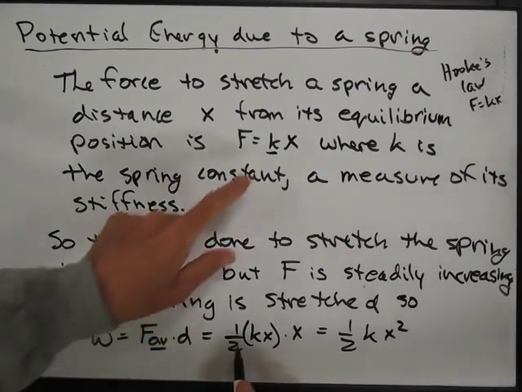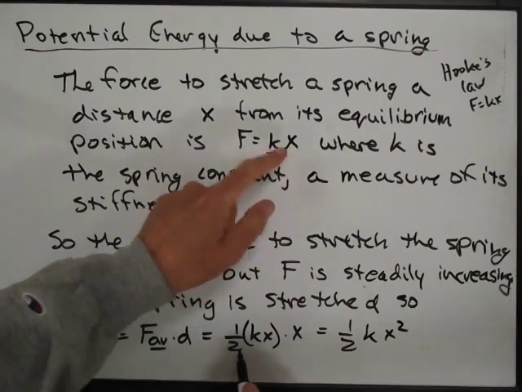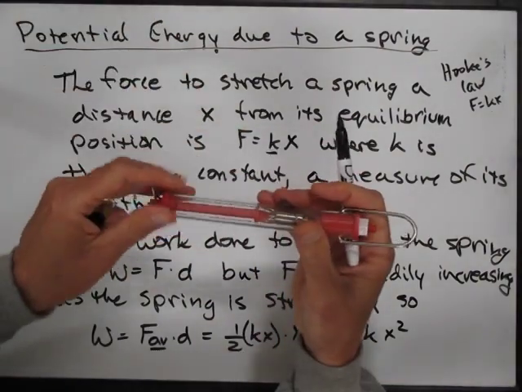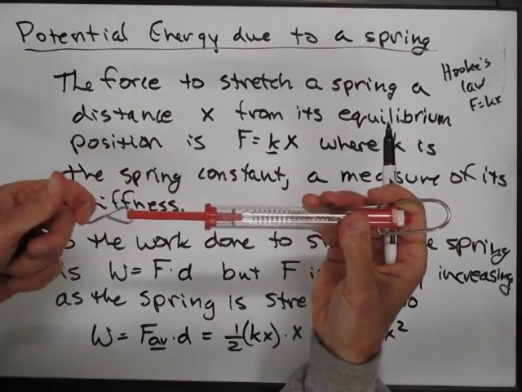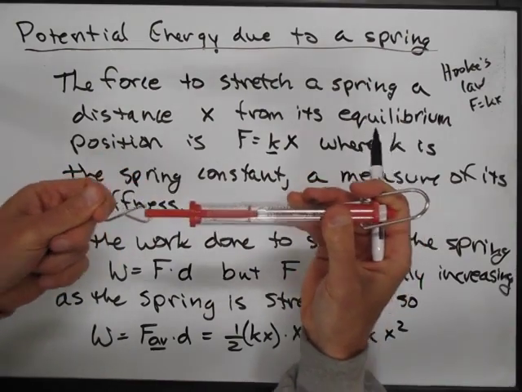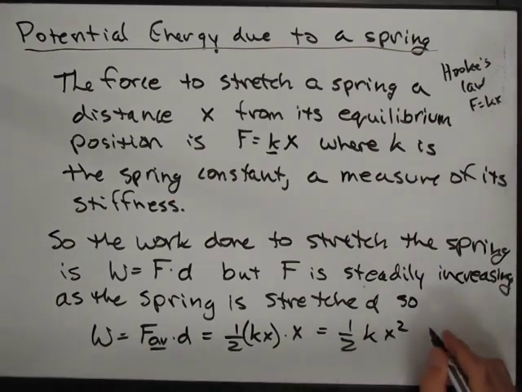Well, the average value of the force is just the average between whatever its maximum value is, which is kx, and 0, because its value is 0 at the very beginning. There's no force acting on it here. And so I pull very gently and I get a little bit. The harder I pull, the more I get. And so the average over the course of that distance is just halfway between the 0 and the maximum value. And so the average force is 1/2 kx. The distance it's stretched is still just x. And so the formula for the work done is 1/2 kx squared, and that's the potential energy due to a spring.